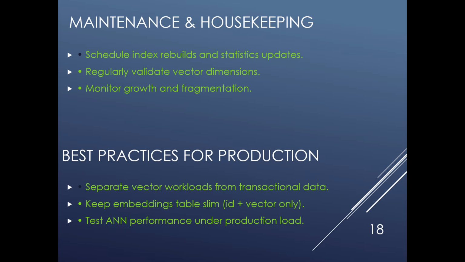And what is the rest I have for you? Maintenance and housekeeping: schedule index rebuilds regularly, validate the dimensions, monitor growth, and separate vector workloads and transaction data, which I have already shared. Keep embedding tables slim, ID plus vector only, that is the good approach, as I said. Test performance under production load also, because this is a basic understanding for any DBA, for any index. Performance may differ between production and a UAT or sandbox.